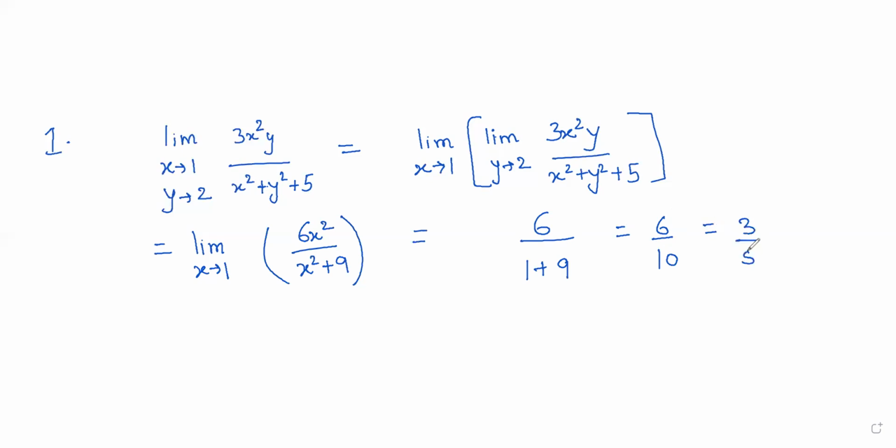If we are given two limits, first we apply the lower limit, meaning y tends to 2, and then we apply x tends to 1. Always follow this method because sometimes if we change the order, we may get a different limit. So we will see one more example.